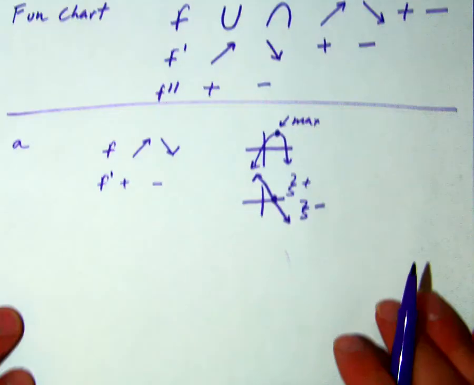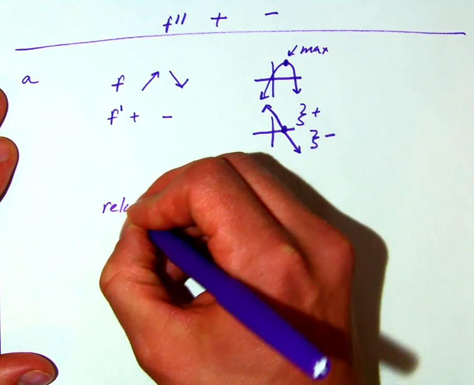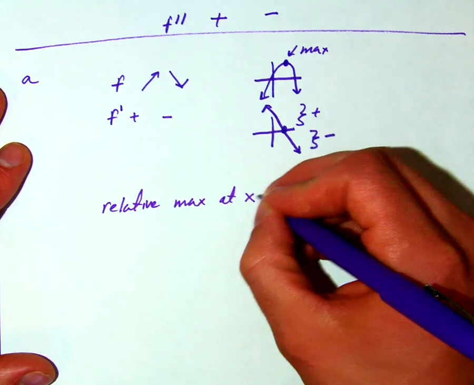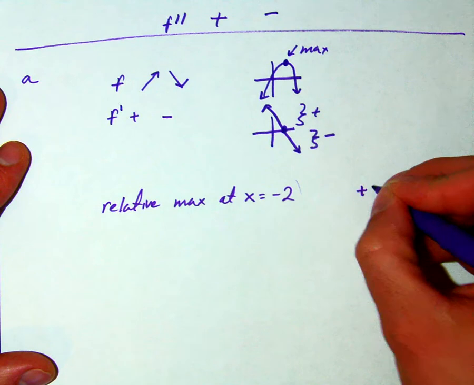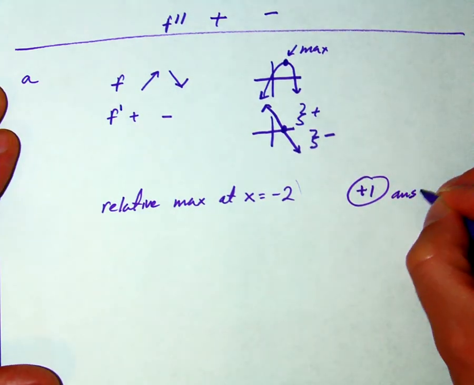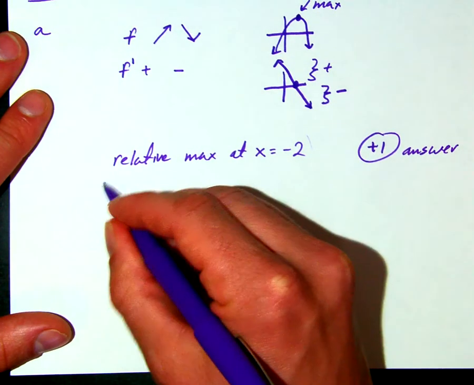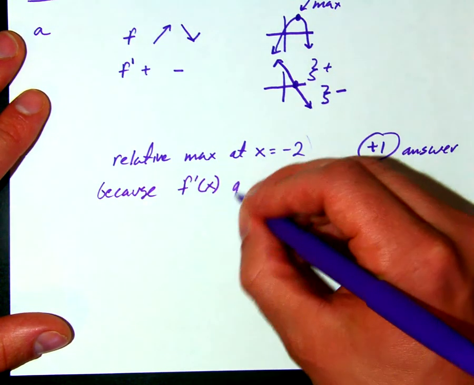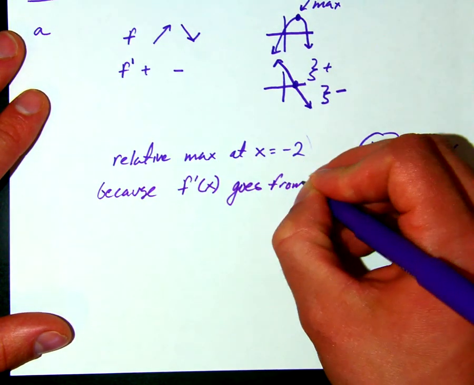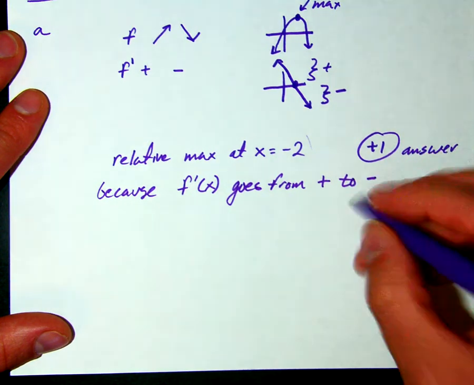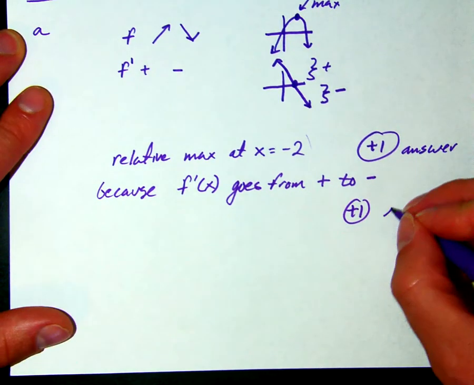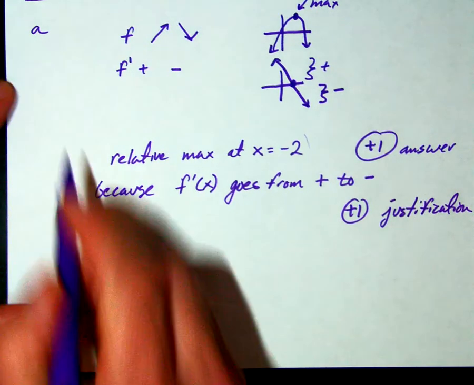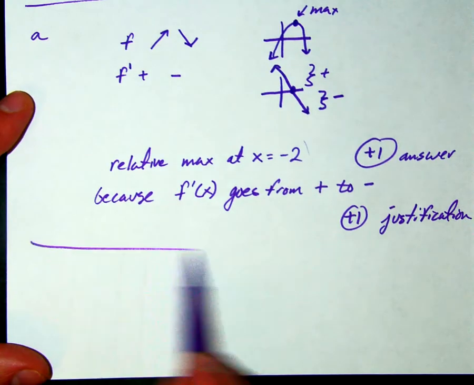So I say relative max at x equals -2, and I get +1 point for that. And I say because f prime of x goes from positive to negative, and I get +1 point for the justification. Since I'm done with part A, I'm going to draw a line and get myself a new piece of paper.